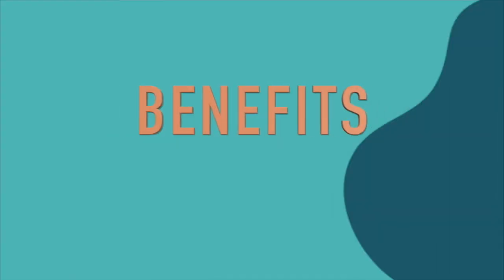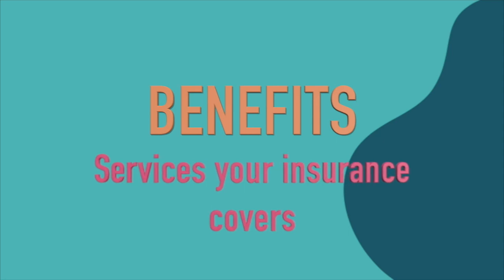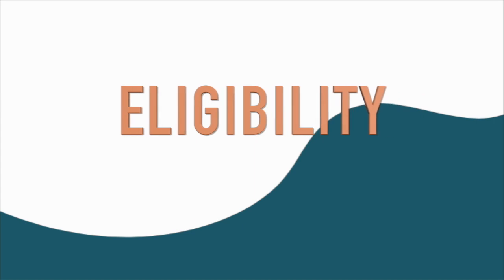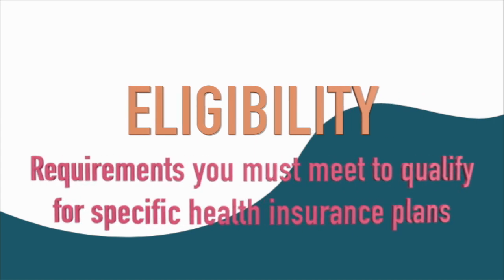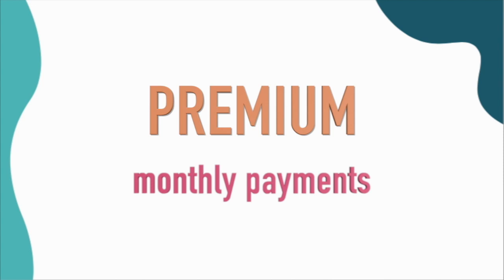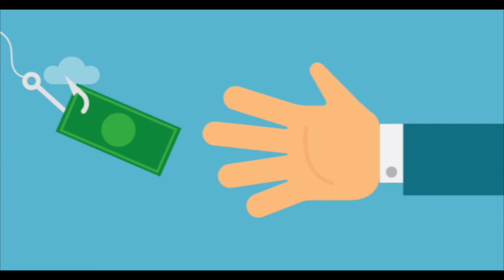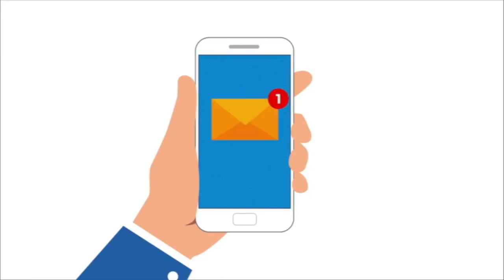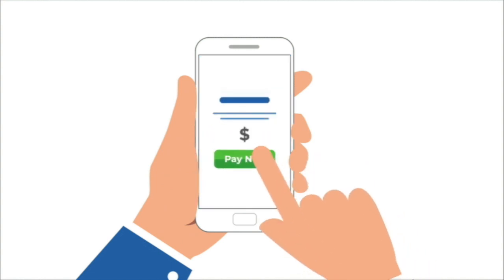First one is benefits, the services your insurance covers and how much you will pay. Then you have your eligibility, requirements you must meet to qualify for specific health insurance plans. Then you have your premium, the monthly payment amount you owe each month for insurance, separate from your copay or deductible. If you don't pay your premium, you could lose your insurance. For example, you must pay your cell phone bill each month or your service will be turned off.